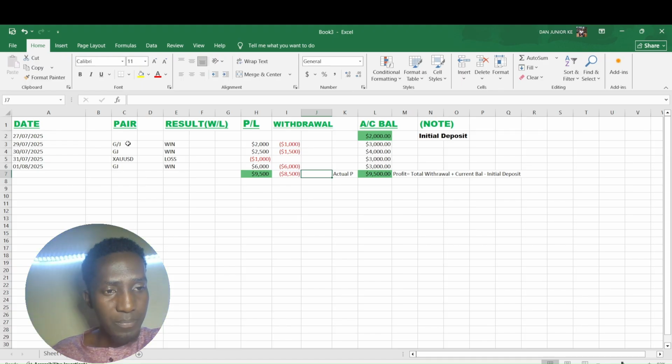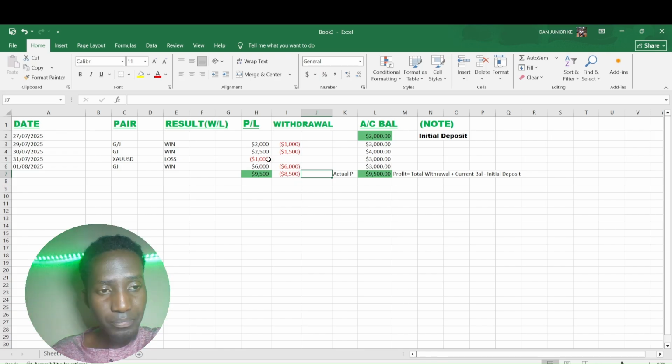On the 30th, also I took a pair on GJ. I won. As you see here, my profit was $2,500, but I withdrew $1,500, and then my balance became 4k. And then on the 31st, I took gold, which I lost. I think it was on Thursday. It was a loss, and then I lost 1k, and then my balance became 3k from 4k.